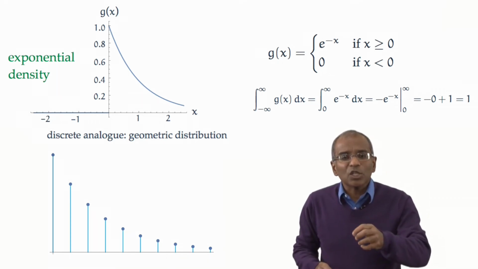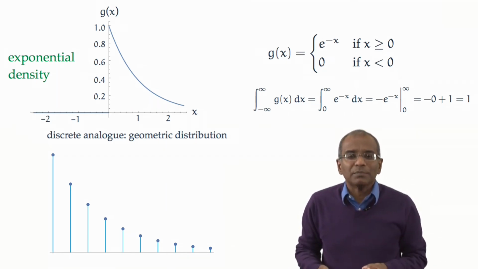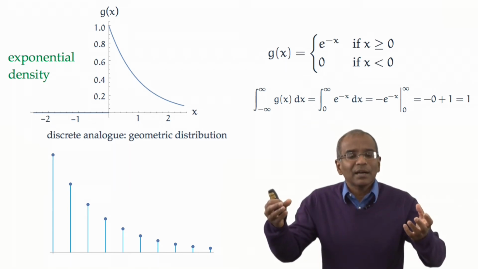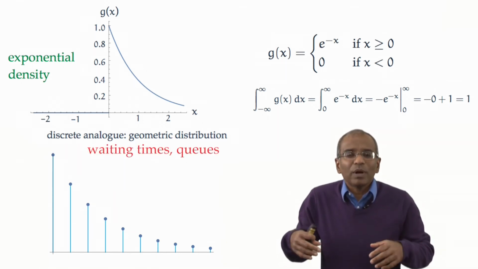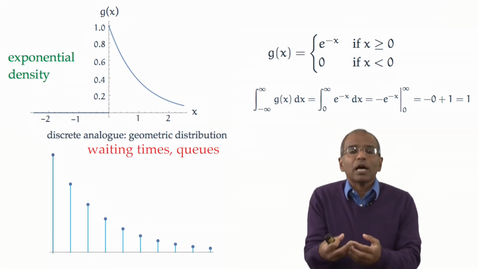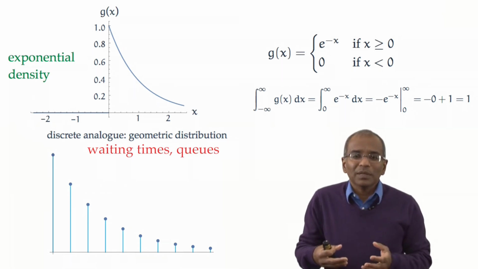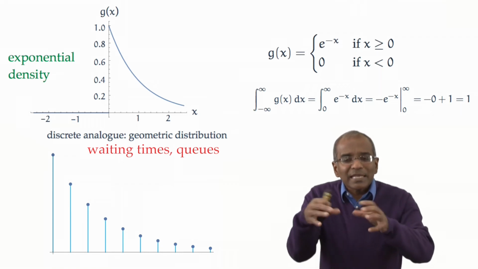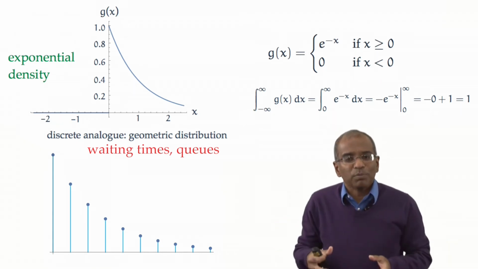This turns out to be the natural model for randomness in settings where we have queues, where we are waiting for something to happen, the time between two arrivals at a queue. This turns out to be exactly the way one models these problems.